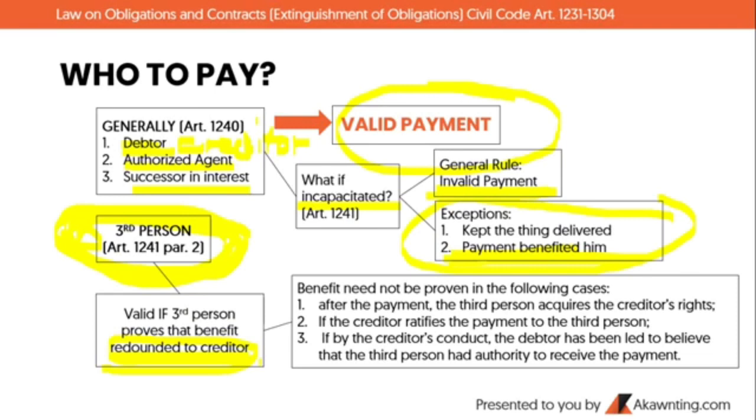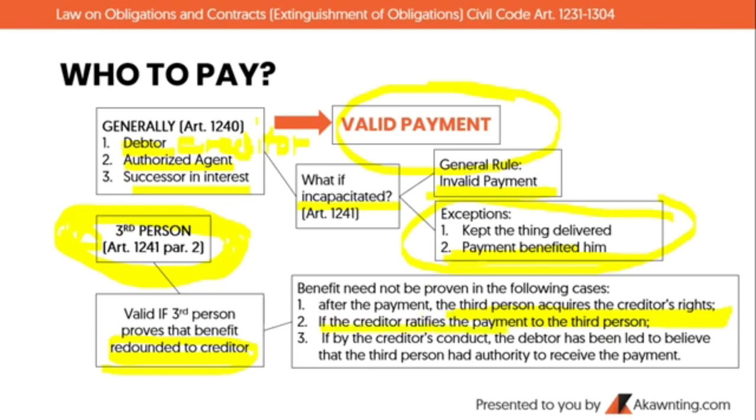Okay? Magiging valid lang ang payment mo sa third person kapag ma-prove mo na yung benefit ay napunta kay creditor. Pero may mga exemptions dyan wherein hindi mo na kailangang patunayan that the benefit redounded to the creditor. Ito yung mga tatlong yun. Number 1, after the payment, the third person acquires the creditor's rights. Ibig sabihin, siya na ang bagong creditor mo in this case actually. Or na-acquire niya, for example, pag may promissory note, binenta para sa kanya nung creditor mo yung promissory note. So, malamang siya na ang pagbabayaran mo, yung third person na yun.